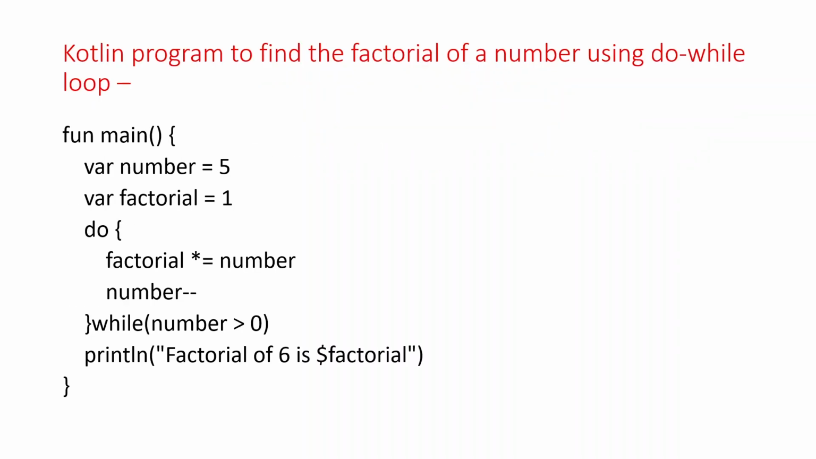For example, here we have a program to find the factorial of a number. Here we have created one main function and we initialize the variable number to 5 and the variable factorial to 1. Now in the do statement, factorial is assigned factorial into number, then number minus minus. While number is greater than 0, at the last we check the condition, and then we move back to do. Let's implement it and understand it.